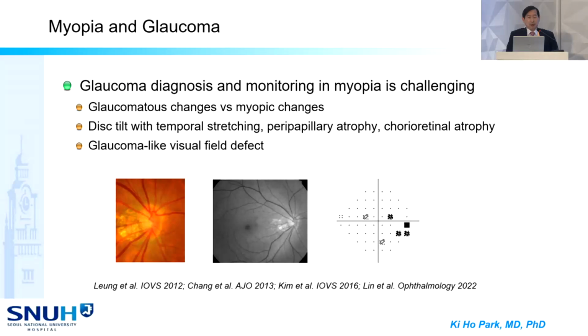So glaucoma diagnosis and monitoring in myopia is challenging because it is difficult to distinguish glaucomatous changes versus myopic changes. And in myopic eyes, disc tilt with temporal stretching, peripapillary atrophy, and chorioretinal atrophy make it difficult to diagnose glaucoma. And in myopic eyes, there is glaucoma-like visual field defect.